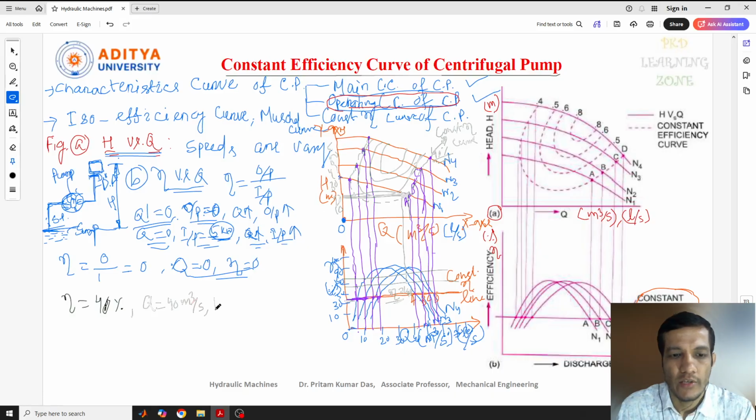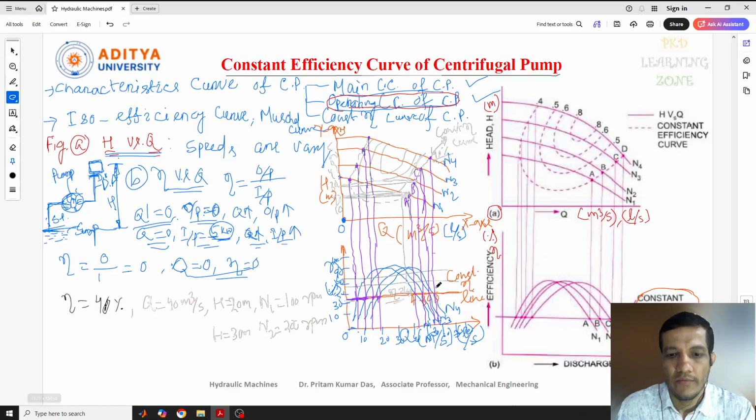And here head is how much? So the head we got is 10 meter. At speed, again we need to identify the speed. Suppose speed is 100 rpm. Now at the same constant efficiency line, we got a different speed for this B point. So the different speed N2 is, suppose, 200 rpm. Now for the 200 rpm, what is the H value? Suppose here 20, here 30 we got. Now head here is 30, this is 20, let me write.